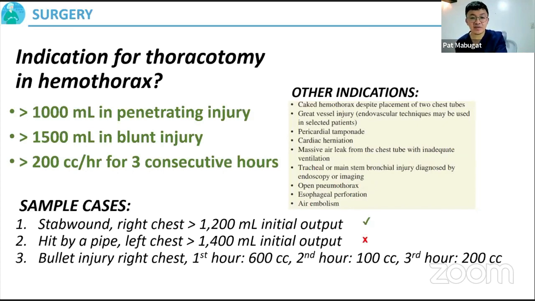Bullet injury, right chest, first hour 600, second 100, third 200. So, does not qualify. Why? Doc, 200 cc per hour, so in 3 hours, that's 600, right, doc? So the patient already had 600 the first hour. Do we bring the patient to the OR? Well, the criterion should be 200 cc per hour for 3 consecutive hours. So for the 3 hours that you've been observing the patient, each hour should have at least 200 cc. You don't need to exceed more than 600 in the first hour. If it's less than 200 in the second hour, it's not qualified, right?